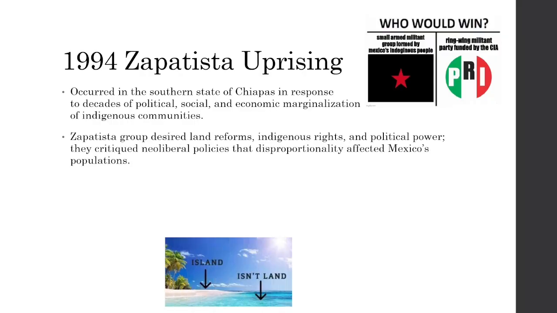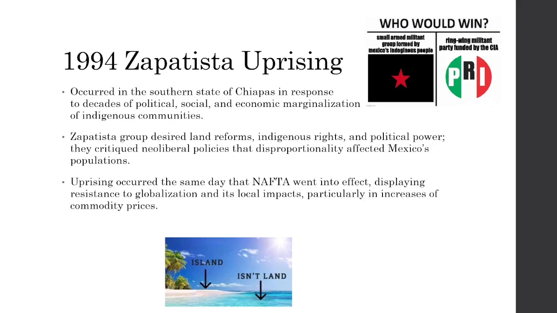It was a pretty interesting event. So the Zapatista group desired land reforms, indigenous rights, political power. They wanted greater autonomy, essentially. They wanted more devolution. And they also critiqued neoliberal policies that caused economic inequalities in Mexico. And the uprising actually occurred on the same day that NAFTA went into effect. And it displayed a resistance to globalization, because globalization and NAFTA go hand in hand, and the local impacts that it would have in hurting domestic businesses and economic development in the South.